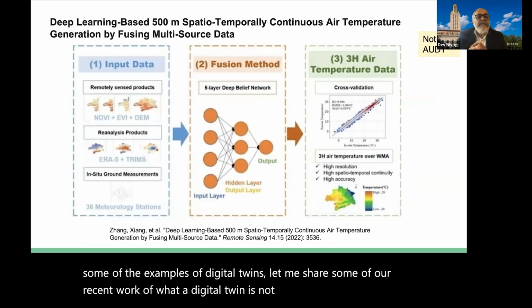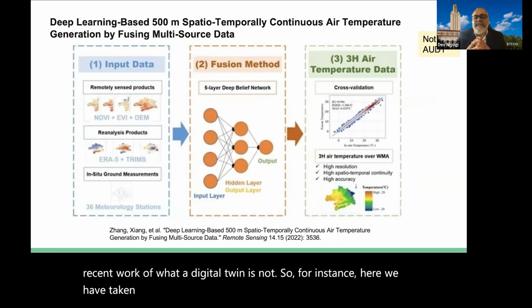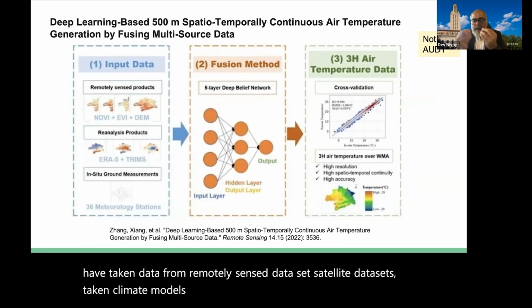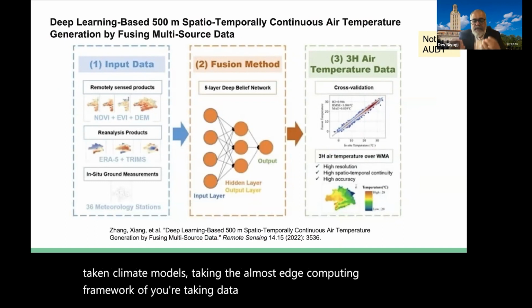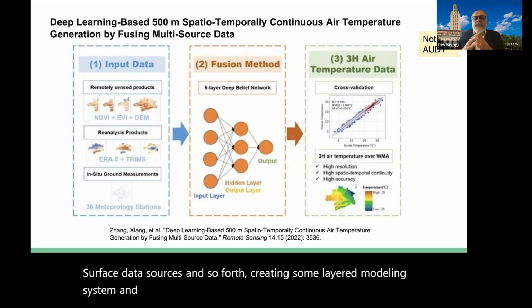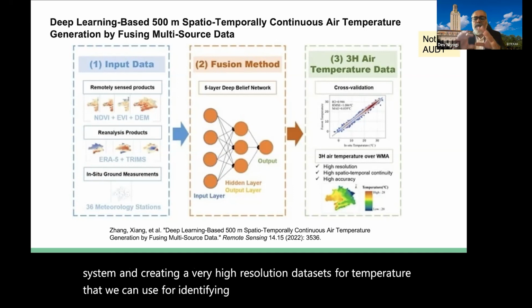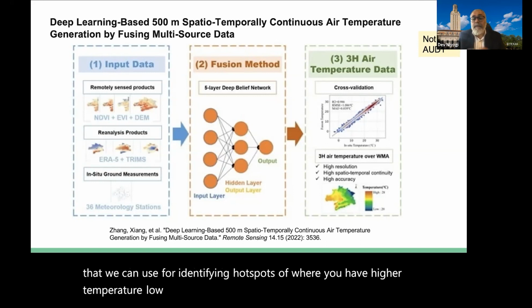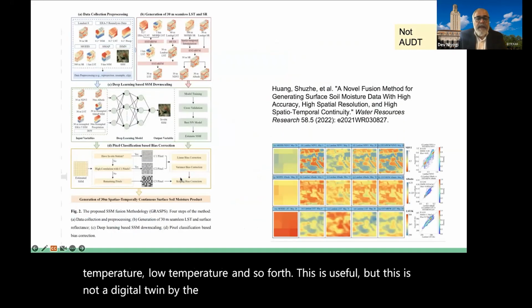So for instance, here we have taken data from remotely sensed data sets, satellite data sets, taken climate models, taken almost like an edge computing framework where you're taking data from surface data sources and so forth, creating some layered modeling system and creating very high resolution data sets for temperature that we can use for identifying hotspots of where you have higher temperature, low temperature, and so forth. This is useful, but this is not a digital twin by the definition we have been looking at.